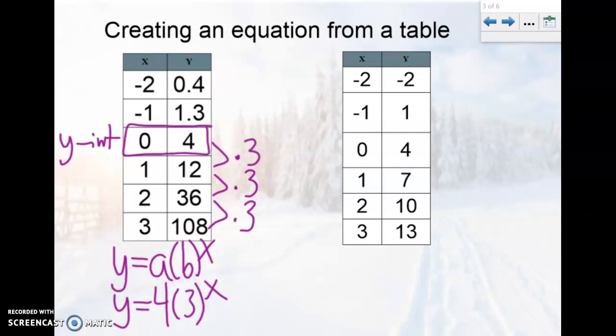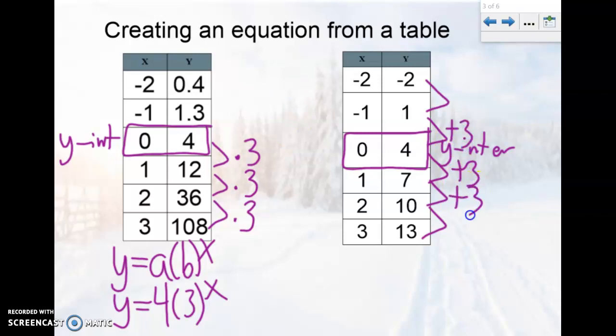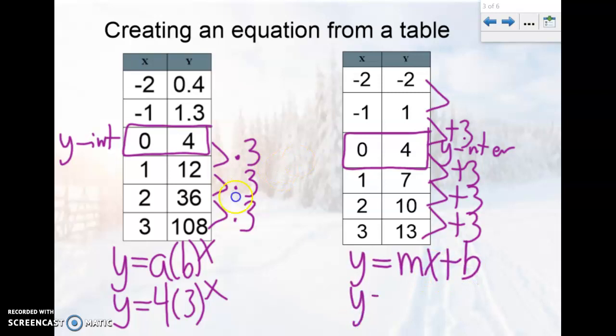Come on over here, you can do the same thing. There is your y-intercept, okay? That's not going to change. And how is this changing on the y-value side? Well, if you don't like the negative numbers, that's okay. It's going to change the same amount every time, and it's going up by 3, up by 3, up by 3, up by 3. So this one's your classic linear because we're adding every time, and this would give us an equation where the slope is positive 3 and the y-intercept is at 4. And there you have it.